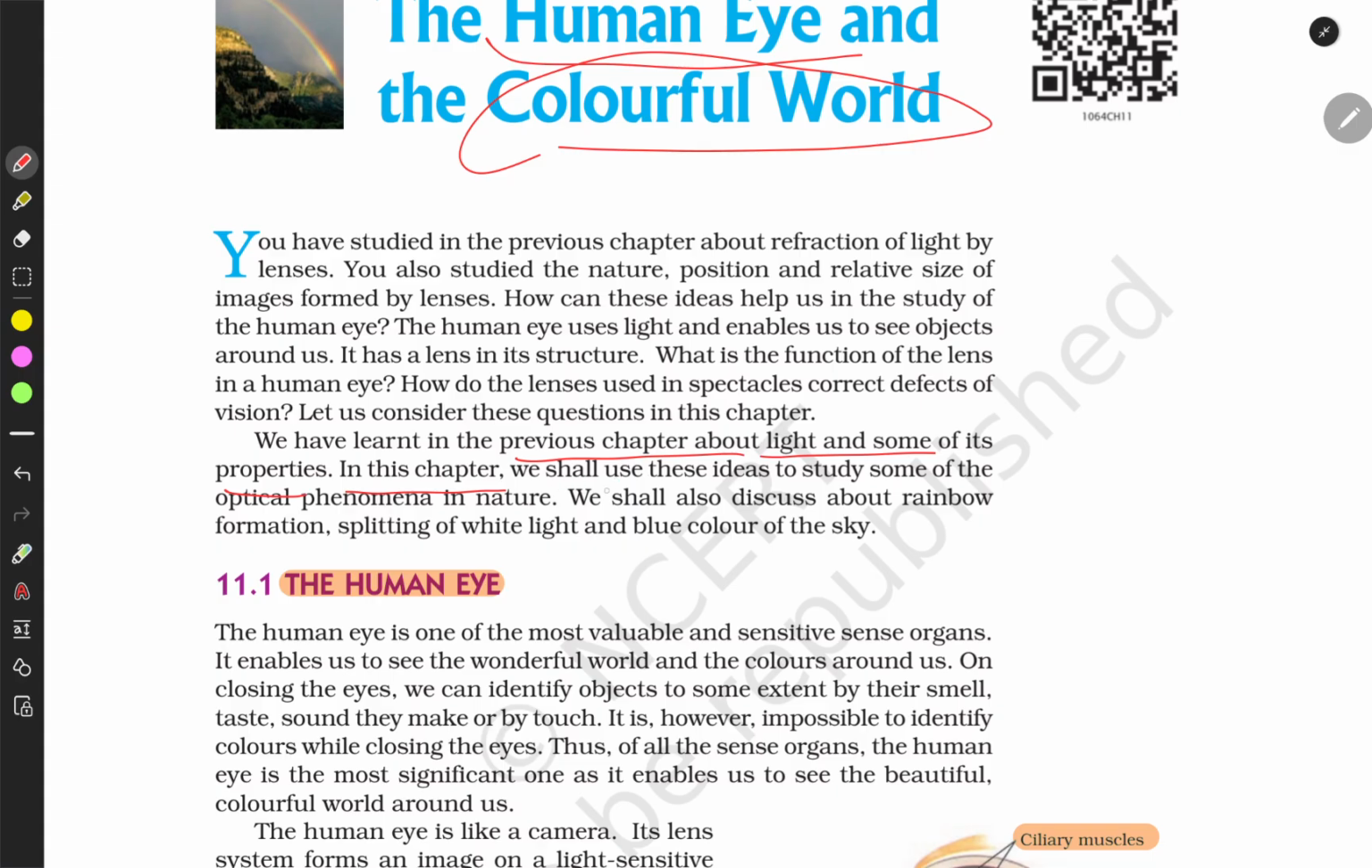In this chapter, we shall use these ideas to study some of the optical phenomena of nature, and we shall also discuss rainbow formation, splitting of white light, and the blue color of the sky. We are going to study how the human eye works and how it accommodates objects at different distances from our eyes, and also we'll study rainbow formation, splitting of white light, and the blue color of the sky.